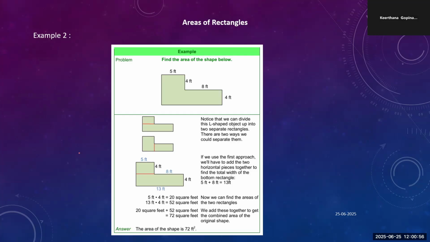Now this is another example. Find the area of the shape below. This is an irregular shape. There can be plots which are irregular. Not all plots are square or rectangle. Now, one portion has a width of 5 feet. Then there is a length of 4 feet. Then there is a width of 8 feet. Then again there is 4 feet. Now how do we measure this?